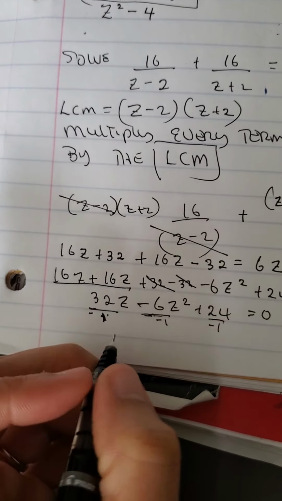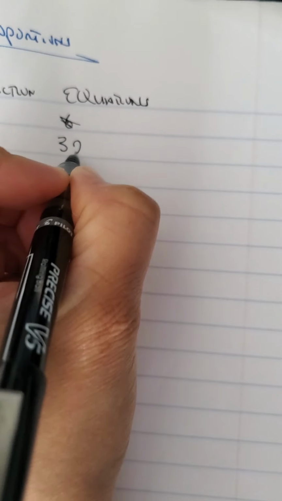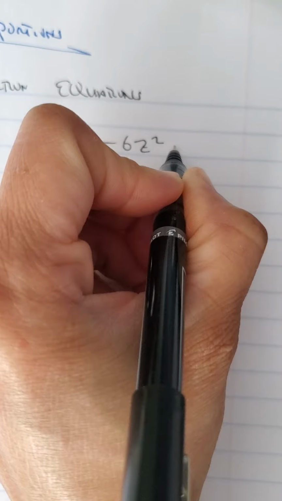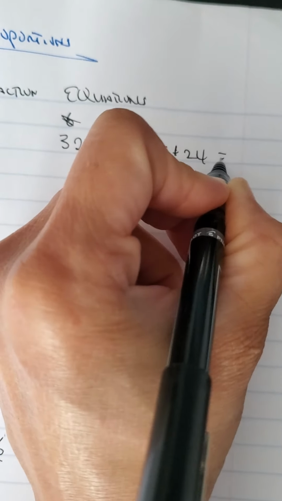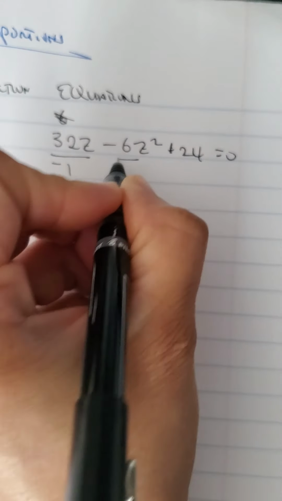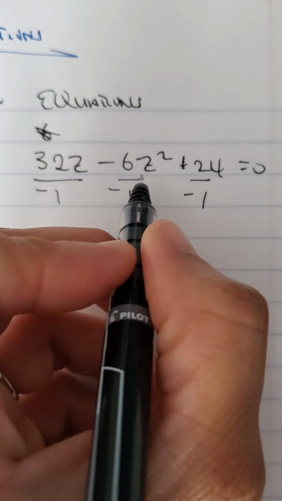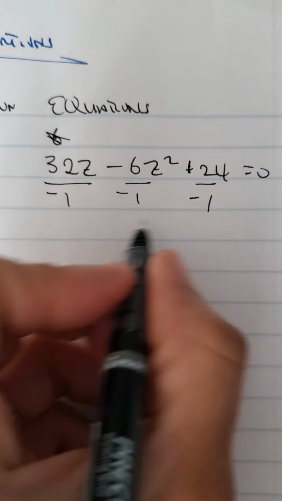So my new equation will look like this. I'm just going to go up here, guys. So this was my equation before: 32z minus 6z squared plus 24 equals 0. Divide everything by -1, because I'm going to put this in order of hierarchy eventually, which will show that my leading coefficient is going to be a negative, and we don't want to work with negative.